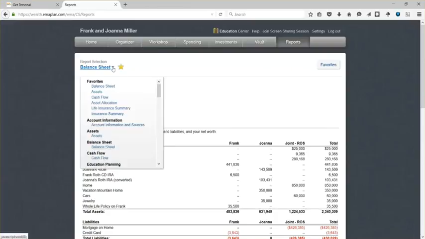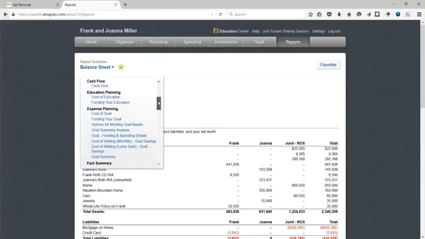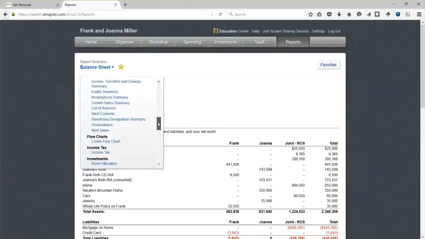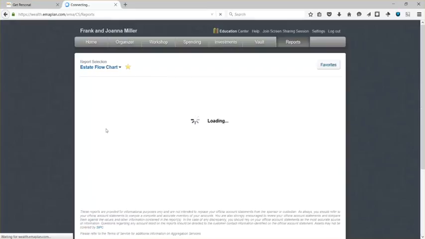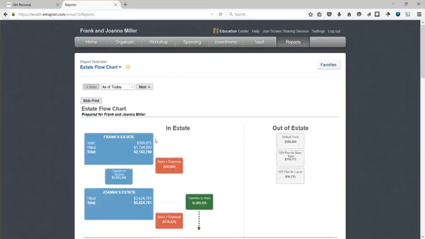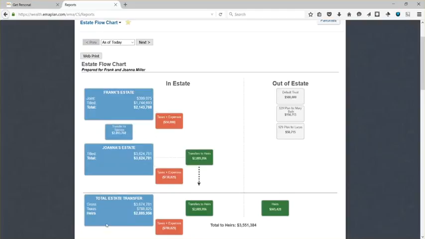For example, in preparation for going in to meet with their estate planning attorney, they might want to take a look at what their estate planning flowchart looks like. So we've made that available to them, and it shows what information is presently in their estate, and if they were to die today, what would happen. So here's money that's not in their estate that passes out of their estate, and here's money that passes through their estate, through their probate estate. And their total transferred to heirs.